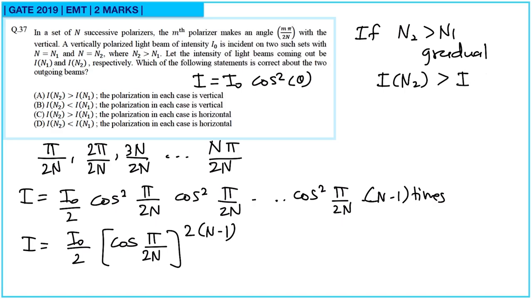Here it is given n2 is greater than n1, so the intensity of n2 will be greater than the intensity of n1, because this change will be more gradual and more light will be transmitted through those polarizers. And for the last polarizer we are getting this to be pi by 2. So the orientation of that last polarizer is pi by 2, so light is then horizontally polarized. So here option C is correct, that is I n2 is greater than I n1 and polarization in each case is horizontal.